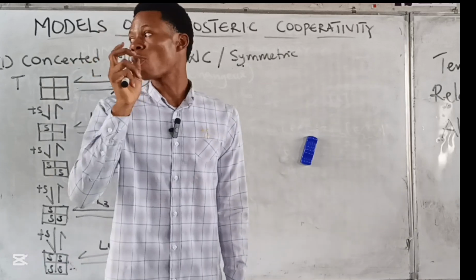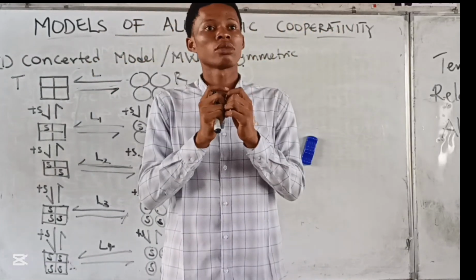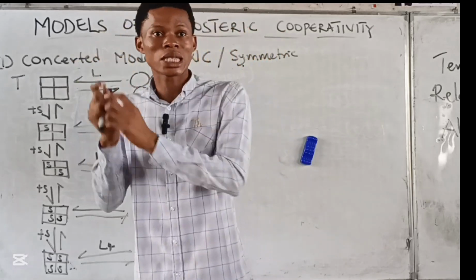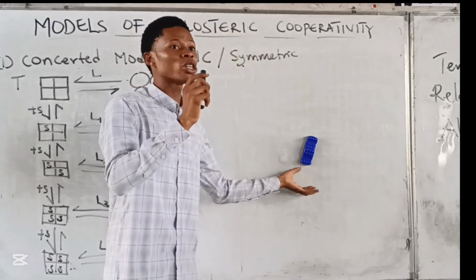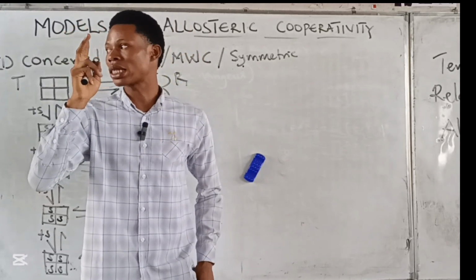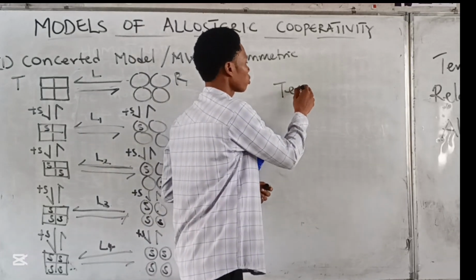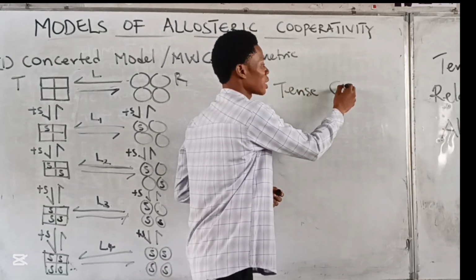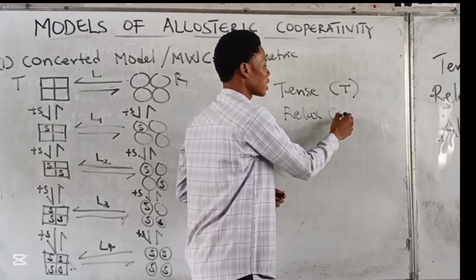Now, this model proposed that proteins exist in two states. Enzymes exist in two states. This model proposed that proteins have two conformations, two states. Which state and which state? The tense state, represented as T, and the relaxed state, represented as R.